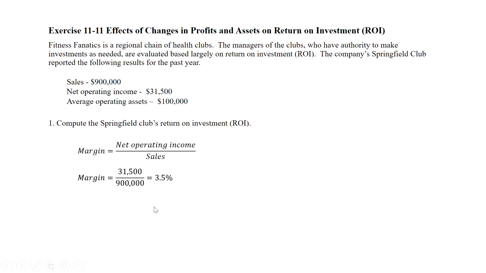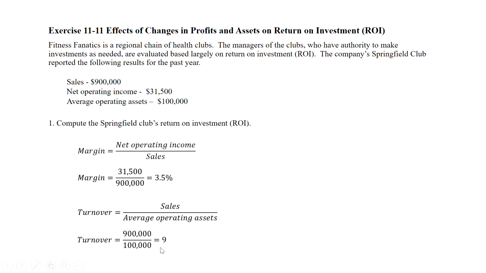The next calculation we're going to do is turnover. Turnover is sales divided by average operating assets. Again, pulling our information from above at the current starting point, sales is 900,000 divided by average operating assets of 100,000. This one is not a percentage, so we're not converting it or moving the decimal point over. This is 9, and in fact, it's 9 times.